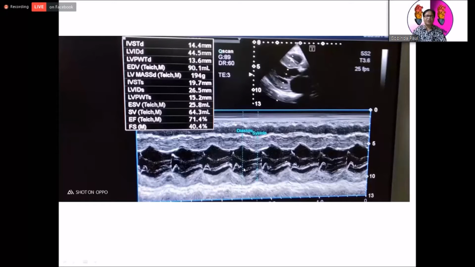We should keep in mind that when measuring the interventricular septum and posterior wall, it should be from the endocardial border on the right ventricular side to the endocardial border on the left ventricular side. And when measuring the posterior wall, we should spare the chordae tendineae and papillary muscle waveform.